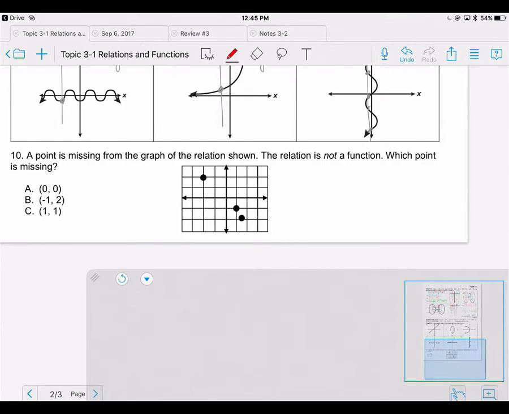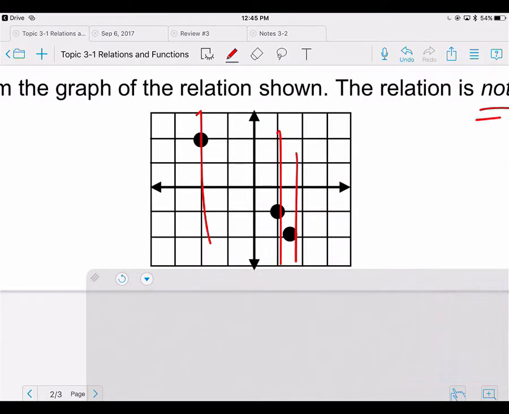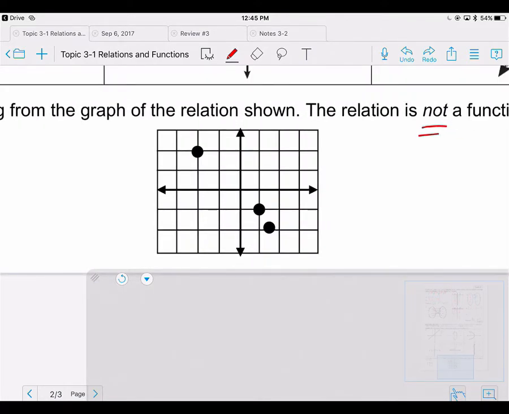Now, problem 10 says a point is missing from the graph of the relation shown. The relation is not a function. Which point is missing? So when I complete my vertical line test, right now this is a function. So I need to figure out what point I could graph on here to make the vertical line test fail because they are looking to make it not a function.